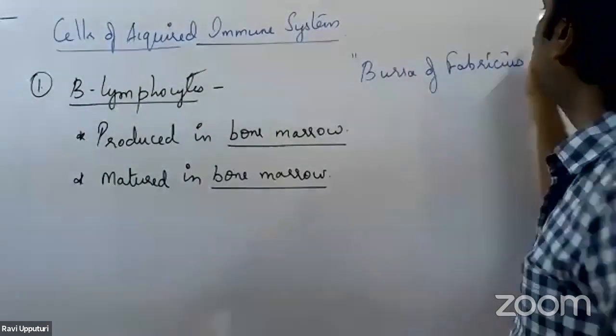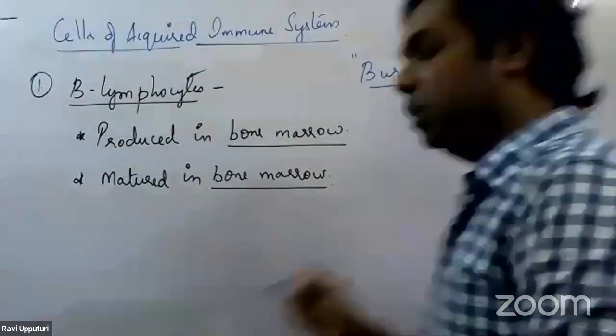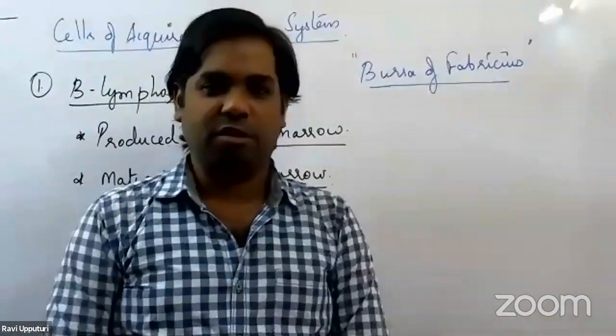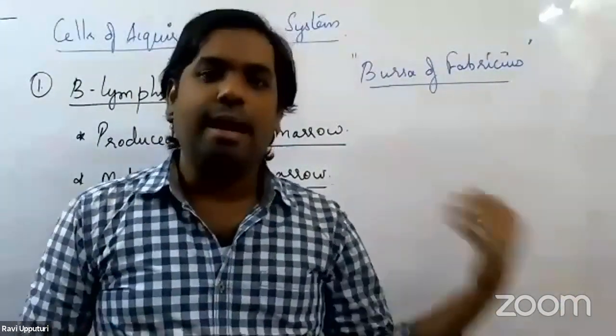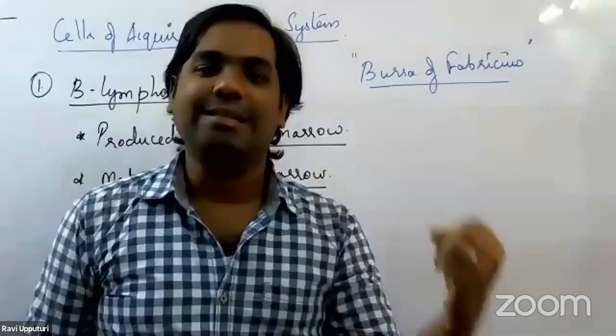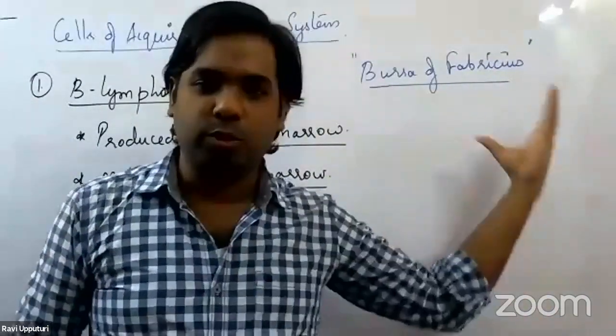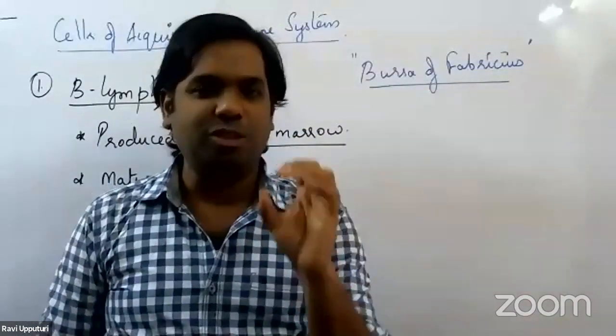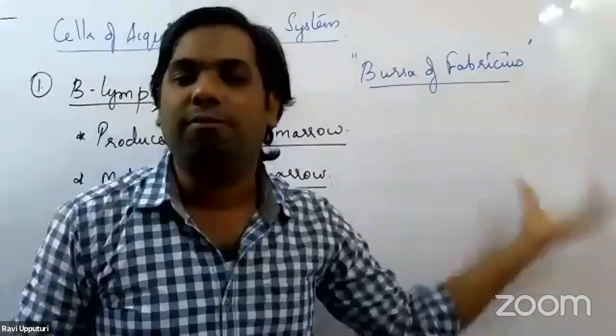Right? Bursa of Fabricius. I hope you all remember this term. If you recollect in first year, when we were talking about the animal kingdom, under that we spoke about one class under vertebrata, which was called aves, birds. So in birds, there is one specialized organ called the bursa of Fabricius.